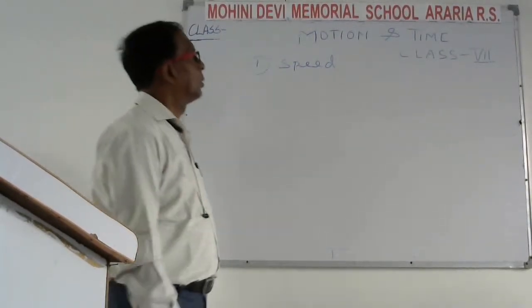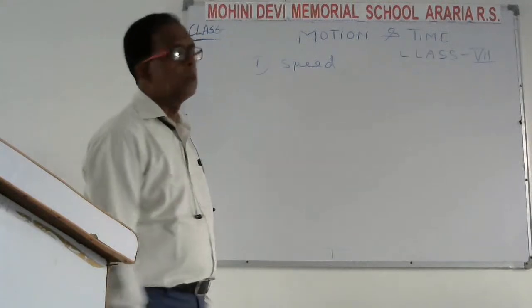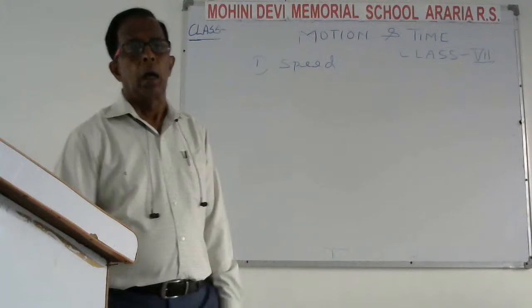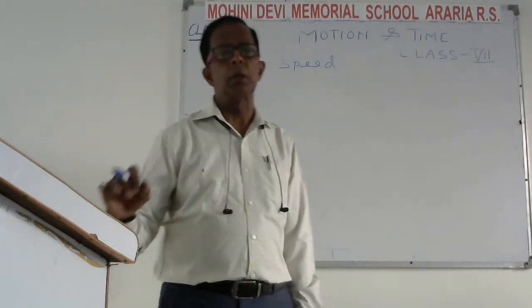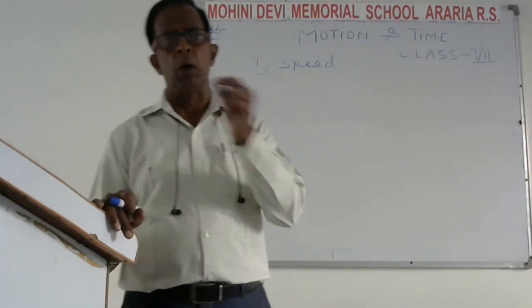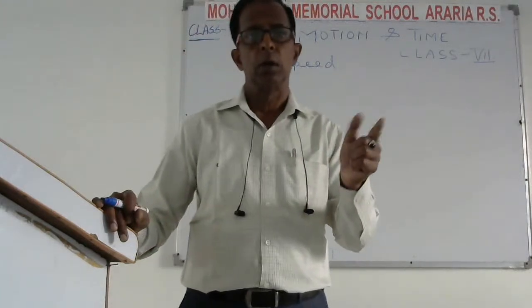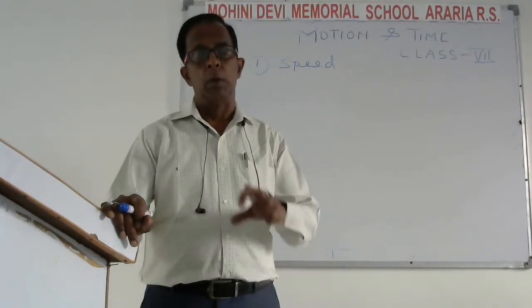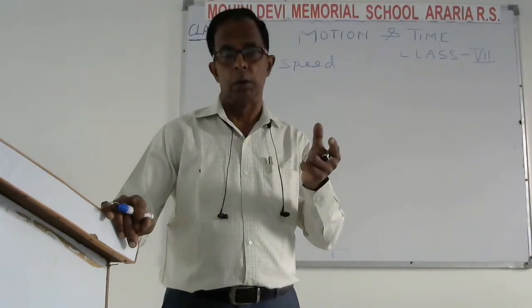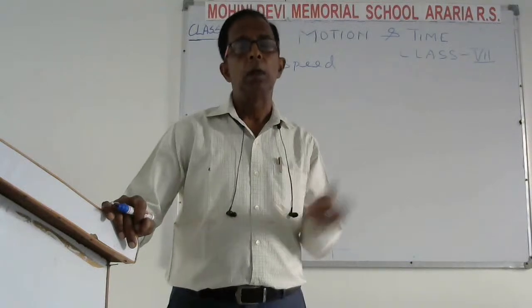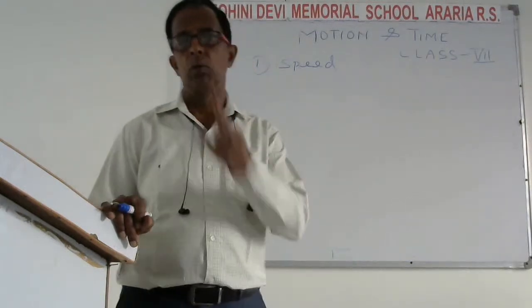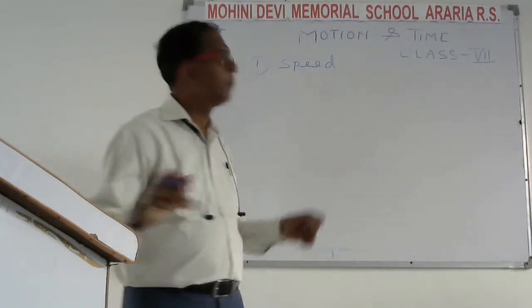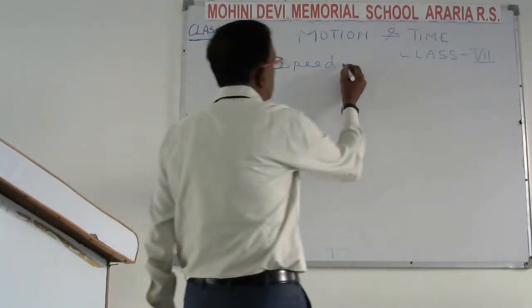You are learning the chapter motion and time, and you have learned about motion and different types of motion. In this period you have learned that a moving body covers distance in an interval of time. How much distance is covered by the moving body is measured by another physical quantity, and that physical quantity is called speed. What is the definition of speed?